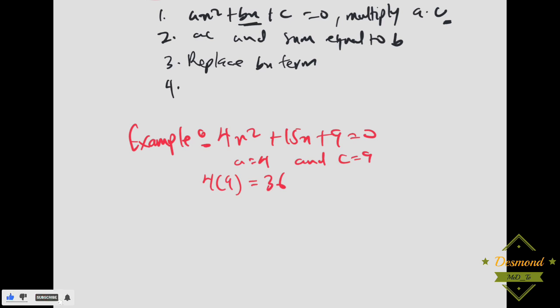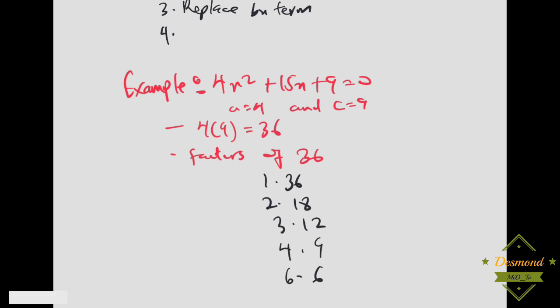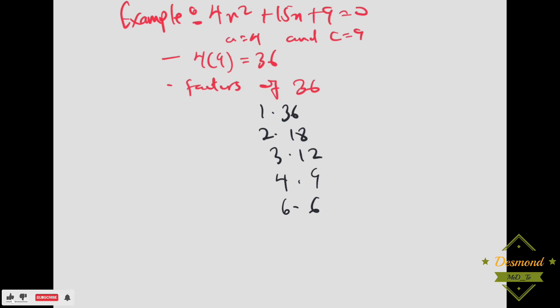Then we list the factors of 36. So the factors of 36, we have 1 and 36, 2 and 8, 3 and 12, 4 and 9, 6 and 6. So these are the factors of 36. Now you can see that the only pair of factors that sum to 15 is 3 plus 12, right? 3 plus 12. So this pair here.